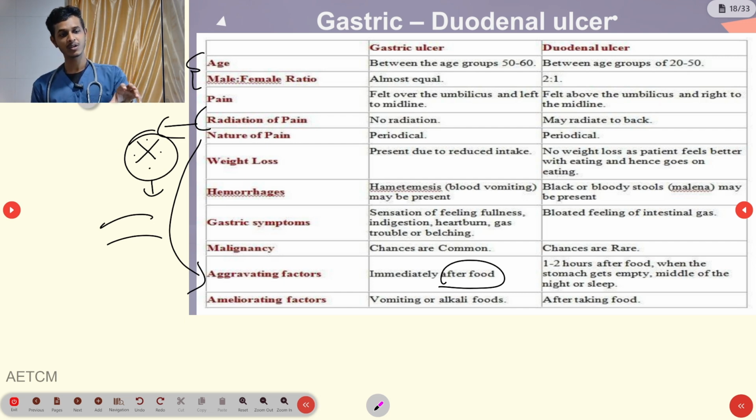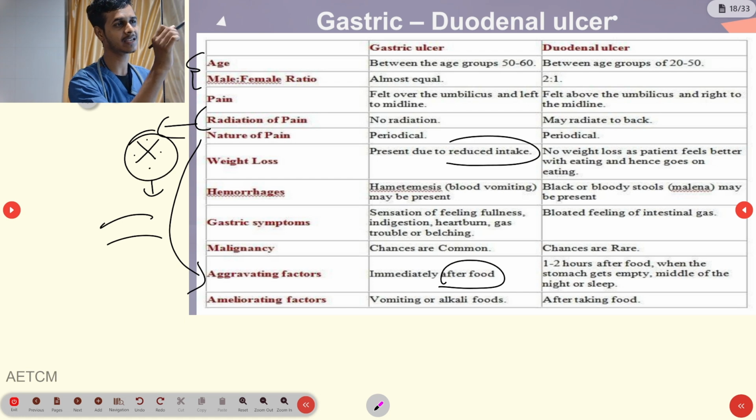That is why duodenal ulcer pain comes 1 to 2 hours after the food, but gastric ulcer pain comes immediately or within 30 minutes after having food. And then weight loss, majorly in gastric ulcer, it will present due to reduced intake. Whenever the person takes food, they may feel the provocation of the pain, or the intensity of the pain will increase.